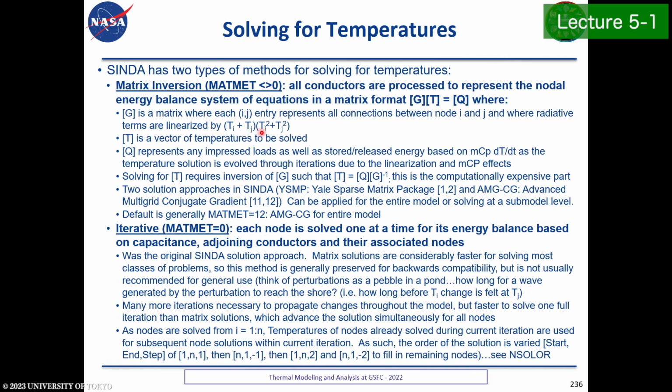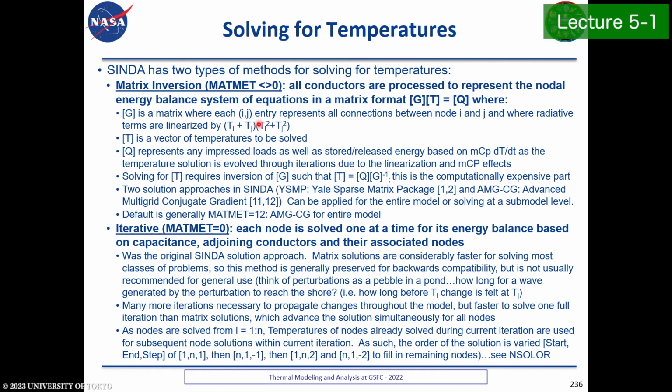So if you take a Ti to the 4th minus a Tj to the 4th, you can separate that into Ti plus Tj times Ti squared plus Tj squared times Ti minus Tj. And so there, when I take those 2 terms that are here, I can linearize that and get all of my radiative terms into a linear solution that can then be solved.